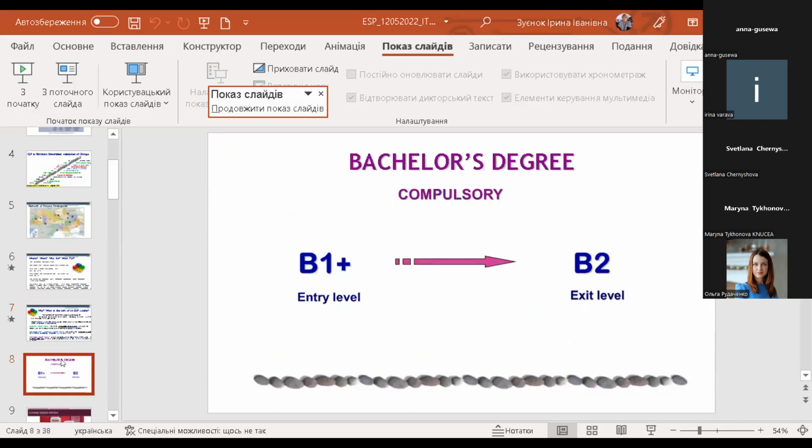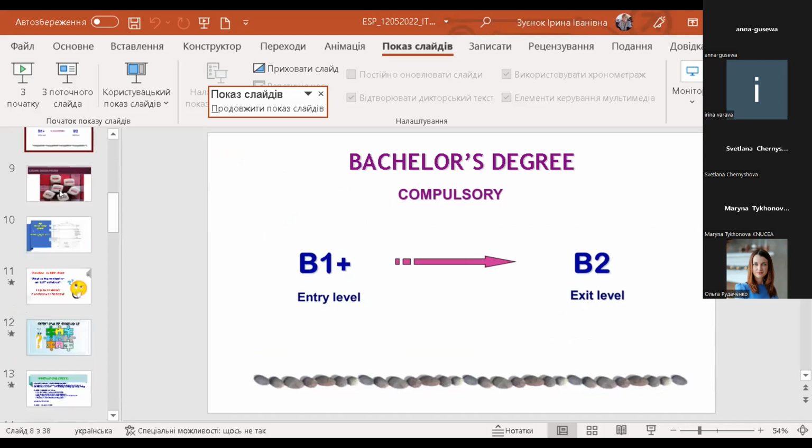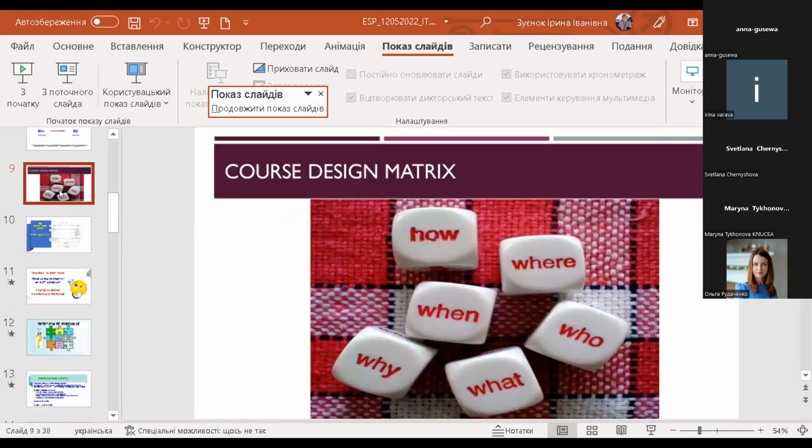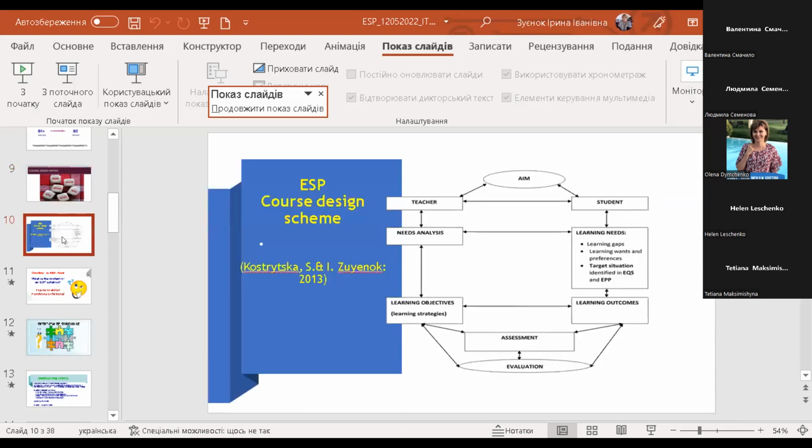And I would like to show you that you can see that bachelor's degree compulsory is from B1 plus entry level to B2. That is, the ministry put the aim for all universities teachers. And the same set of questions we always ask ourselves when we design a course. And let's have a look how ESP university courses are designed in our university. We use this very easy scheme. As you see, it is some kind of cyclic by nature.